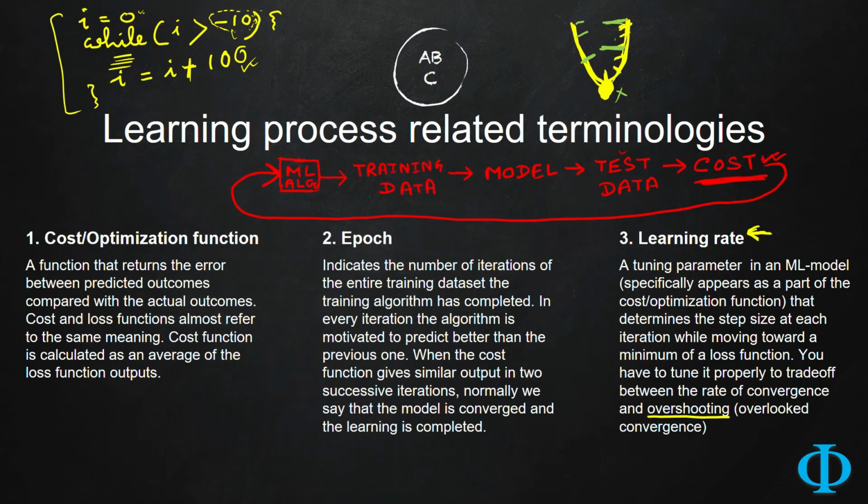So that's the value of the learning rate, and that's what you as a machine learning engineer have to adjust and trade off to keep up the good performance while also achieving the minimum point.